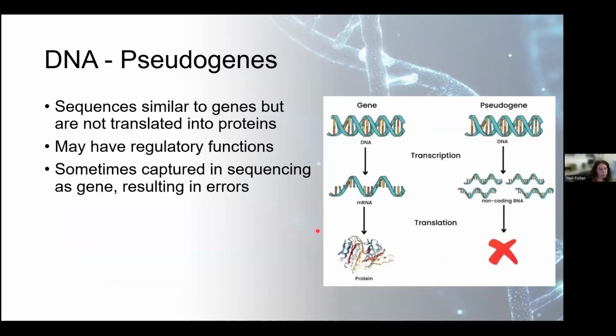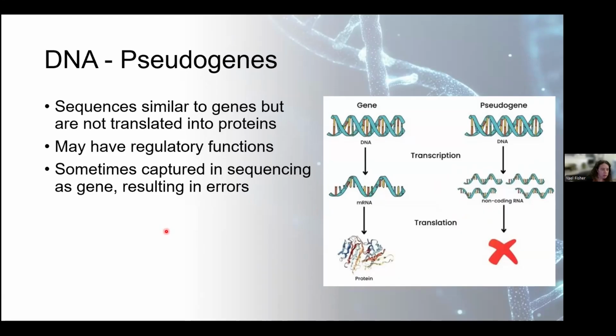Some parts of the non-coding DNA are pseudogenes. So you may have heard that term. So what are pseudogenes? They are sequences that are very similar to genes, but they're not translated into proteins. They may undergo transcription into RNA, and then they have regulatory functions on the counterpart genes.